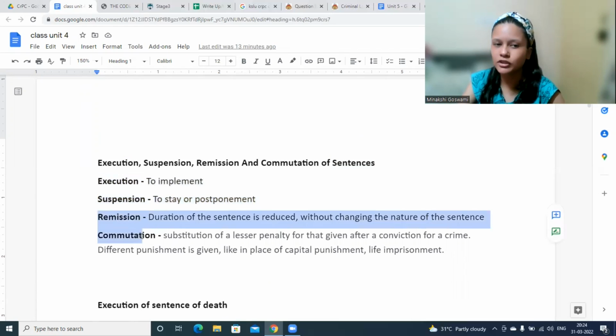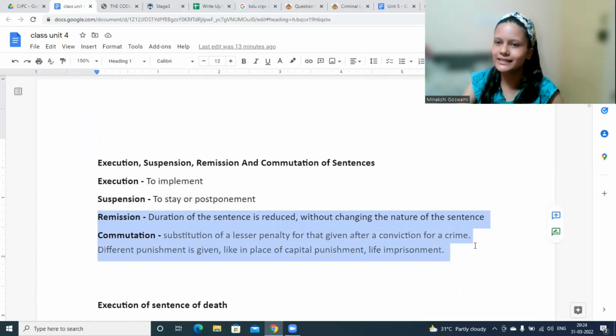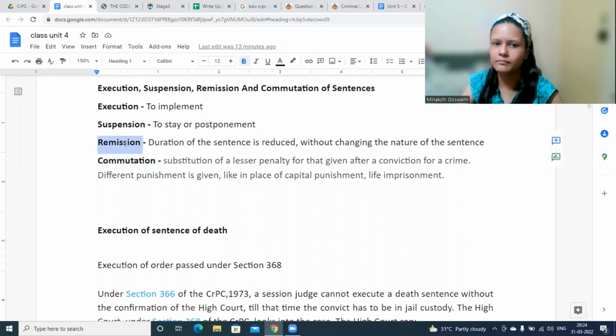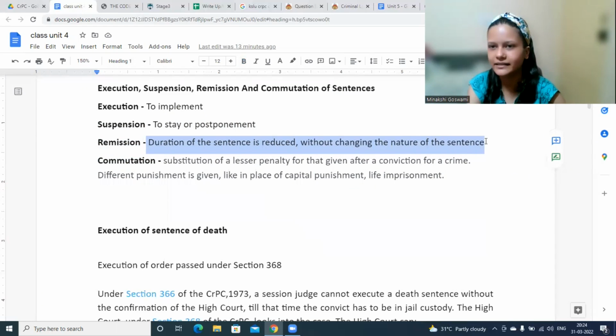But what are remission and commutation? Because these are not something that we commonly use. Okay, so remission and commutation. These two are kind of similar, kind of related. Remission means the duration of the sentence is reduced without changing the nature of the sentence.